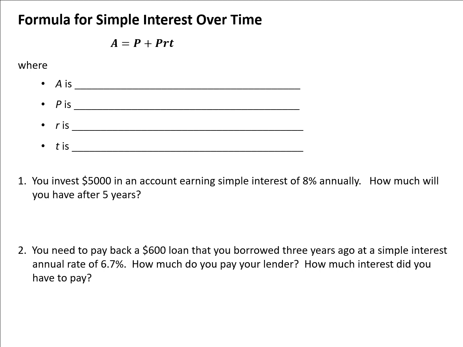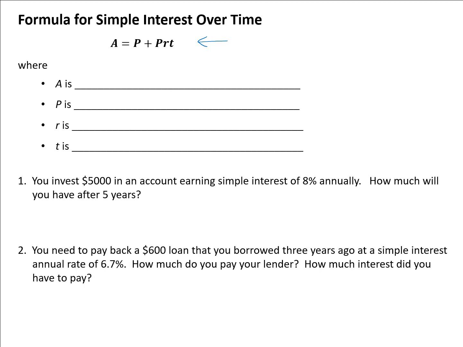Now you can find simple and compound interest using tables like we did previously, but it's a little bit easier if we use a formula. And there's a relatively simple formula for simple interest that's pretty easy to work with. It's A equals P plus P times R times T.